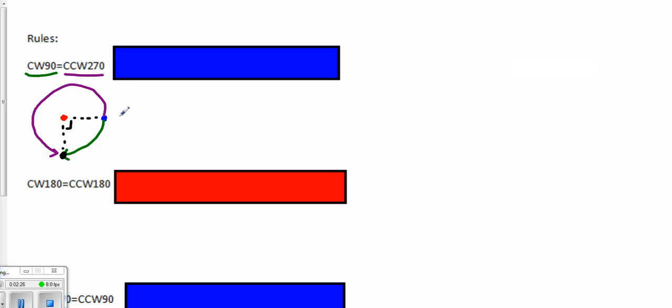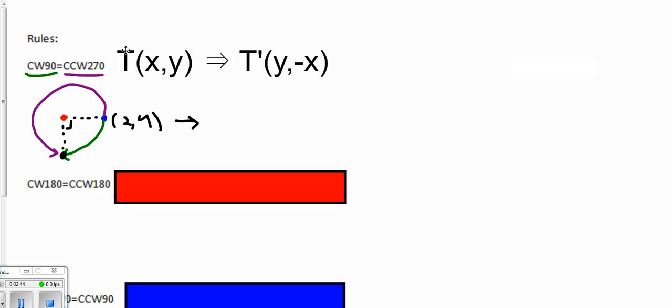And the rule for that is, let's say we had a dot here. We're going to pretend that it was at 2, 4. That's its original spot. As we rotate clockwise 90 degrees or counterclockwise 270 degrees, we would say T of x, y becomes T prime of y, negative x. So these two switch spots, our y becomes our new x, and then the new y spot, which was our old x, becomes negative.